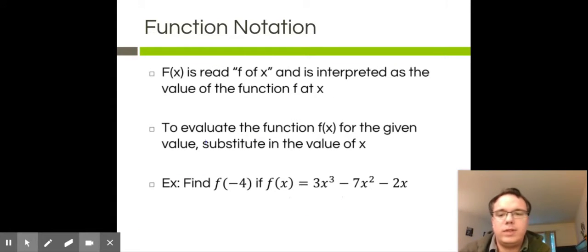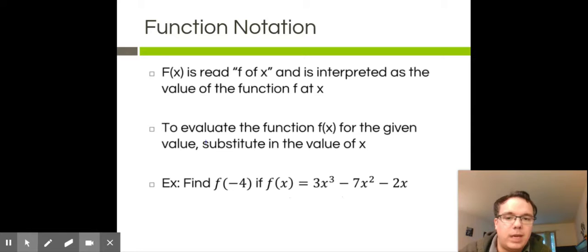All right, moving to function notation. F of x is read "f of x." Remember, that's not f times x. That's f of x, meaning whatever x we plug in is going to give us the f of x that we get, the function we get out.